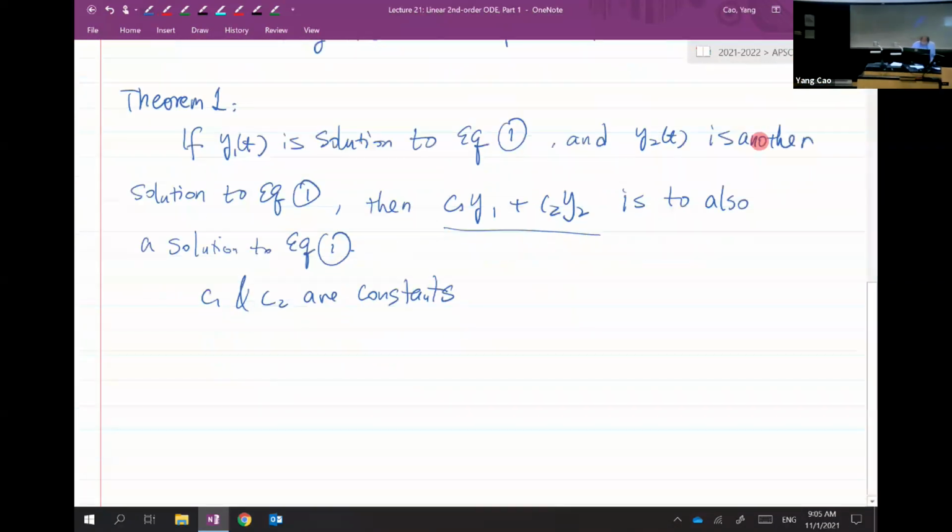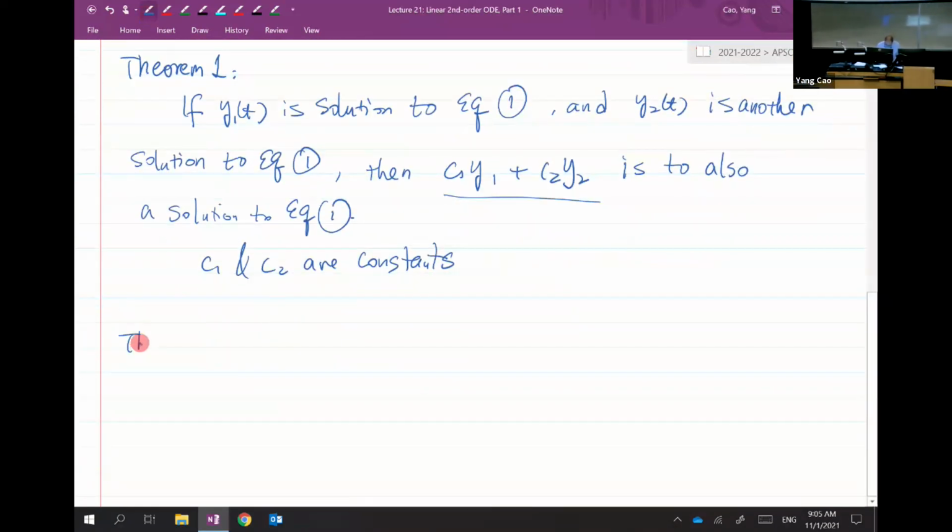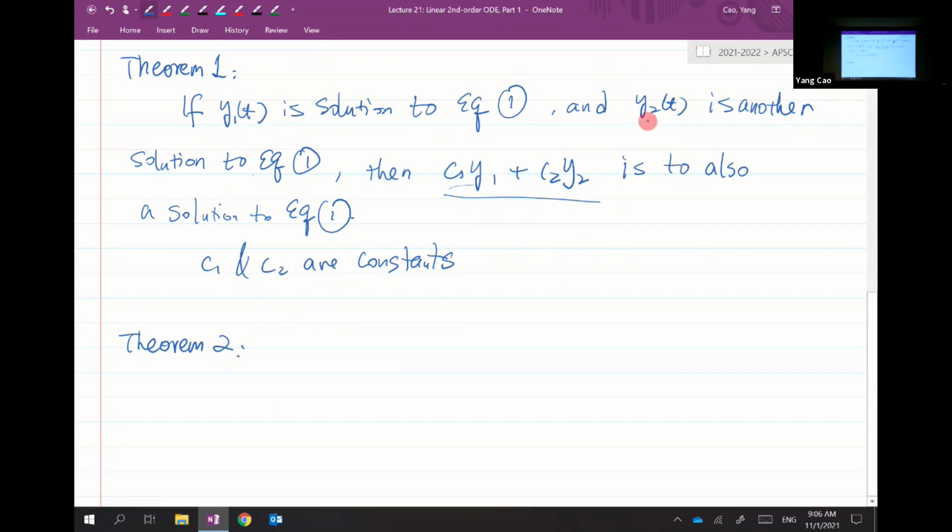So just remember, you can create a different solution based on a combination of two known solutions, y1 and y2. That's basically what theorem number 1 is. And you can create essentially an infinite number of other solutions, as long as y1 and y2 are two solutions.